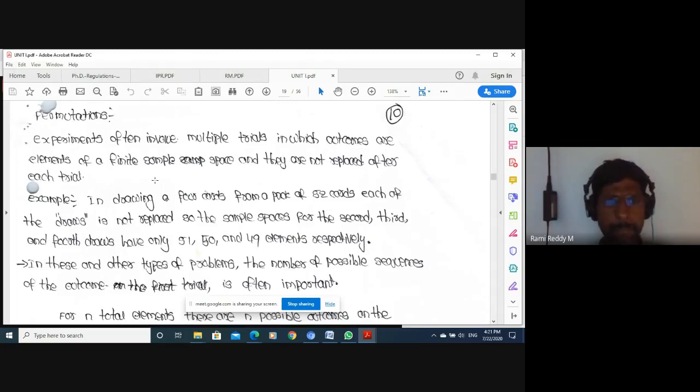For example, in drawing 4 cards from a pack of 52 cards, each draw is not replaced into the pack of 52 cards. Then the sample spaces for the first, second, third, and fourth draws will be 52, 51, 50, 49 elements respectively.